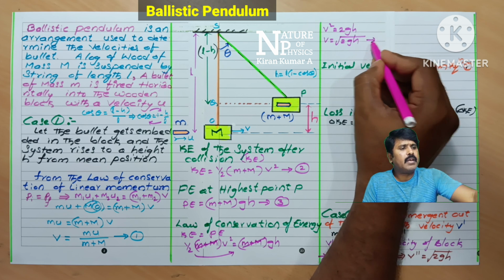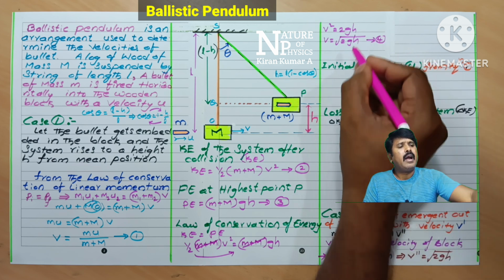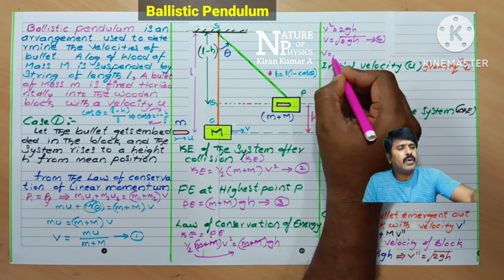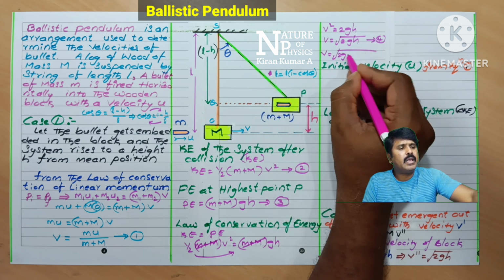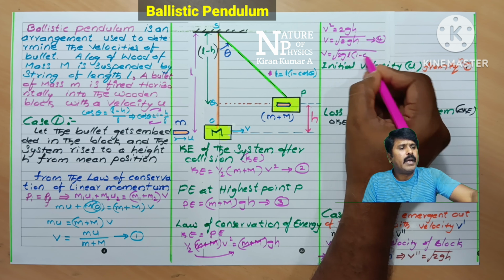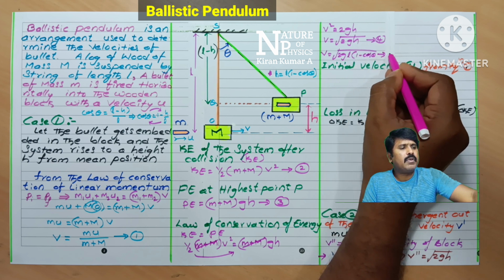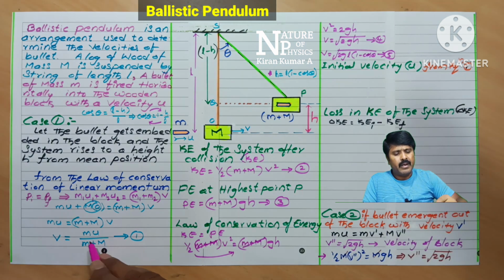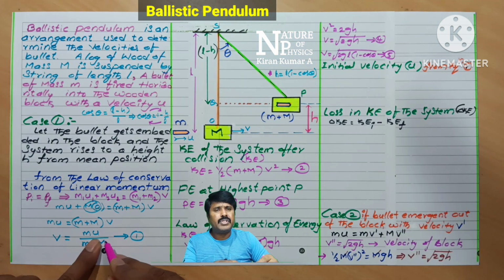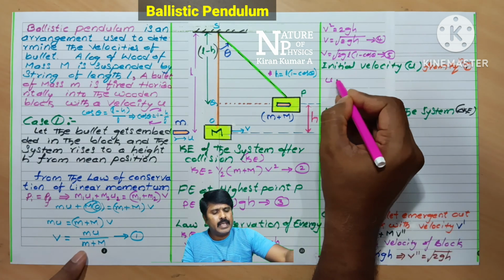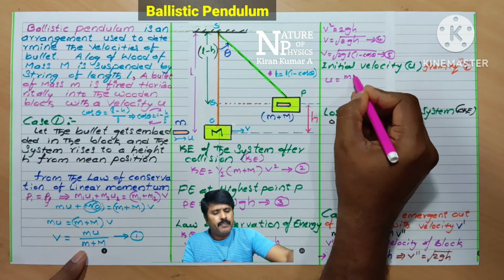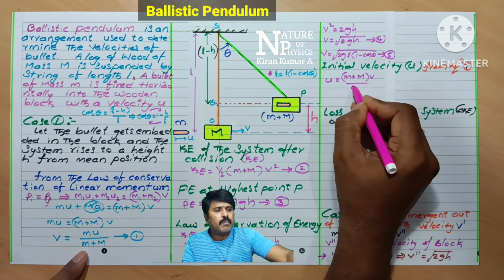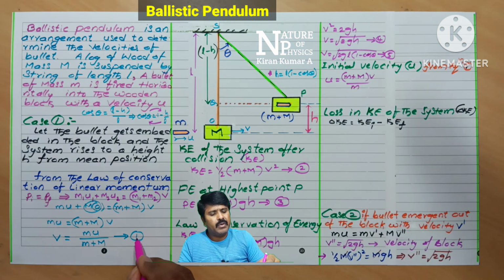Now this is equation number 4. Replacing the h value from the earlier relation, the velocity v is equal to root over 2gL(1 minus cos theta). This is equation number 5. So from equation number 1 we can write the initial velocity: initial velocity u is equal to (m plus M) v divided by small m. I wrote this from equation 1.